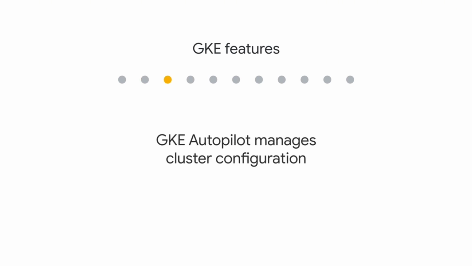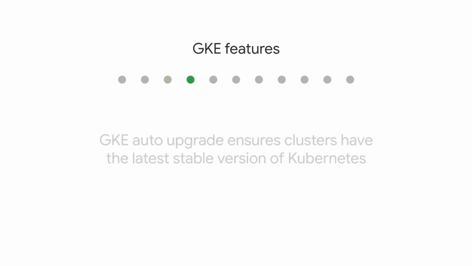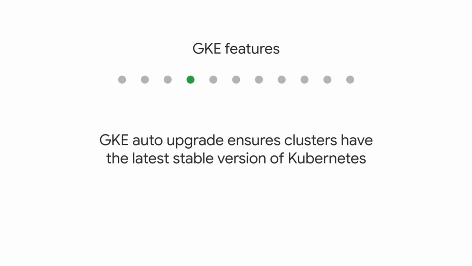Google Kubernetes Engine offers a mode of operation called GKE Autopilot, which is designed to manage your cluster configuration, like nodes, scaling, security, and other pre-configured settings. When you use GKE, you start by directing the service to create and set up a Kubernetes system for you. This system is called a cluster. The GKE Auto Upgrade feature ensures that clusters are always upgraded with the latest stable version of Kubernetes.